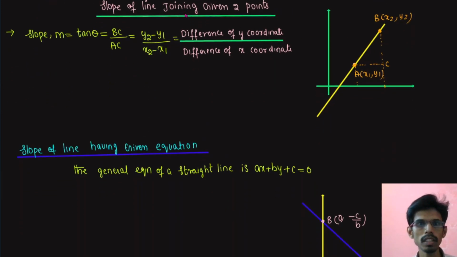Now let us see the slope of a line joining given 2 points. So let us see this coordinate system. Here we have x-axis, here we have y-axis. A line is passing through 2 points. Here we have 2 points. First point is A, second point is B. So here we have a straight line passing through 2 available known points, x1 and y1.